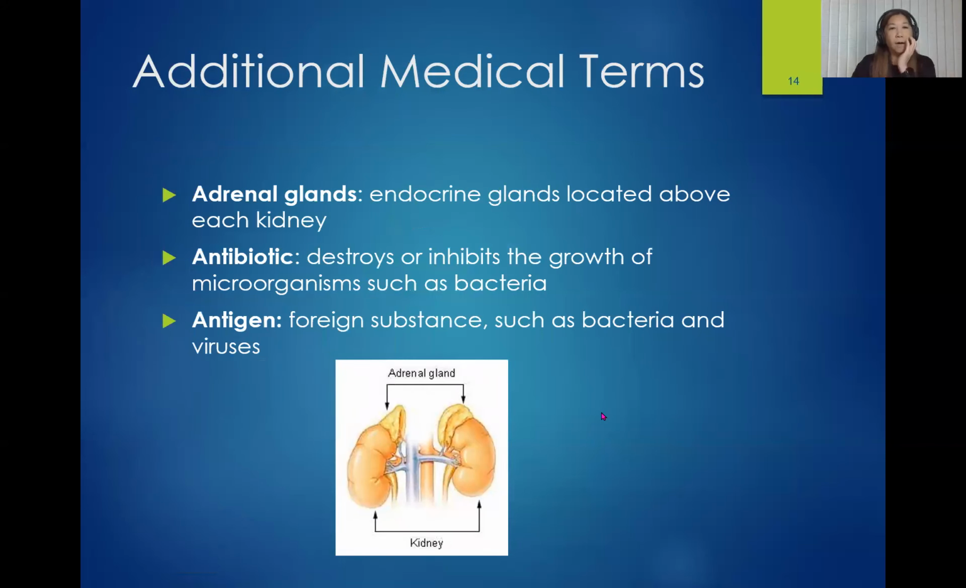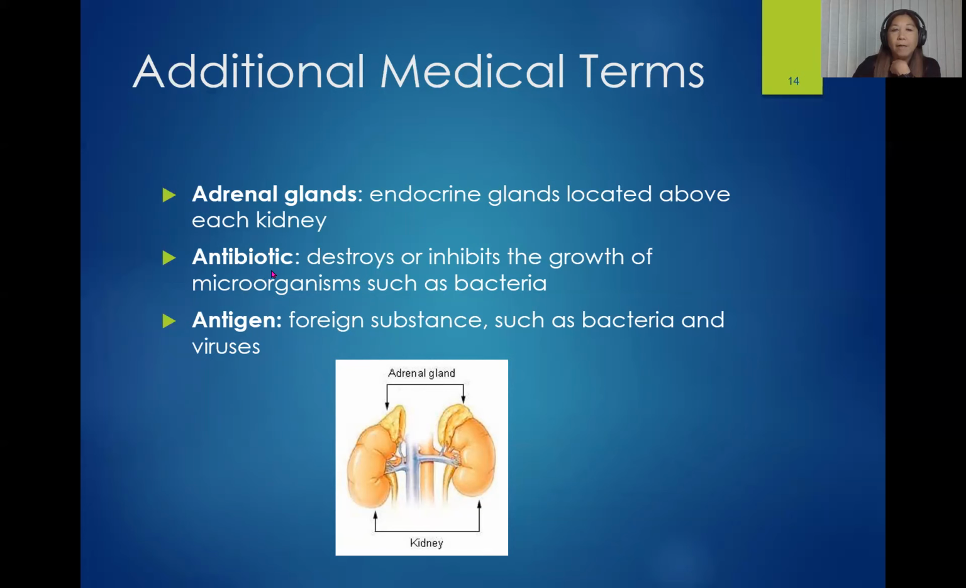Okay, so a couple of additional medical terms that incorporate those prefixes. First one would be the adrenal glands. So the adrenal glands are a pair of endocrine glands, and they're located above each kidney, right? So ad meaning next to, renal meaning kidney. So the adrenal glands sit on top of the kidney.